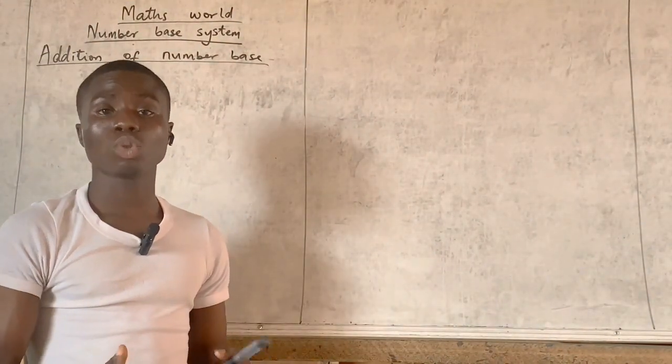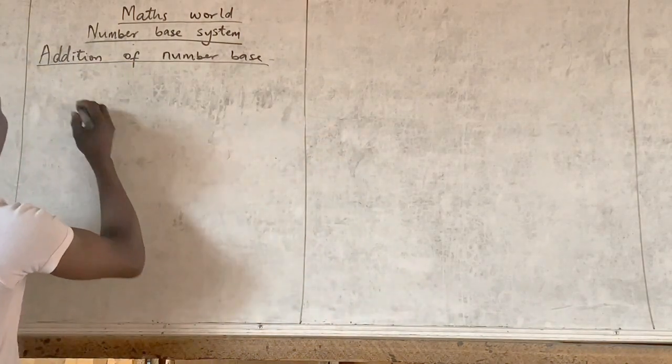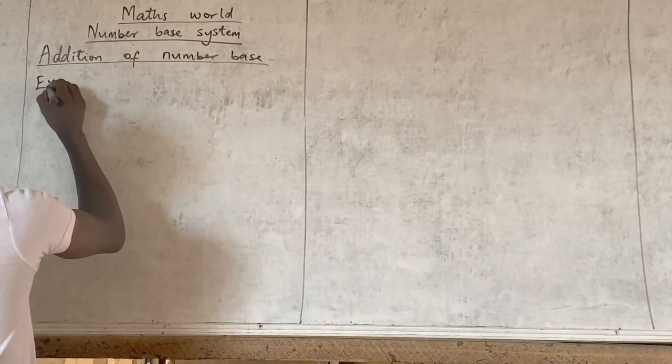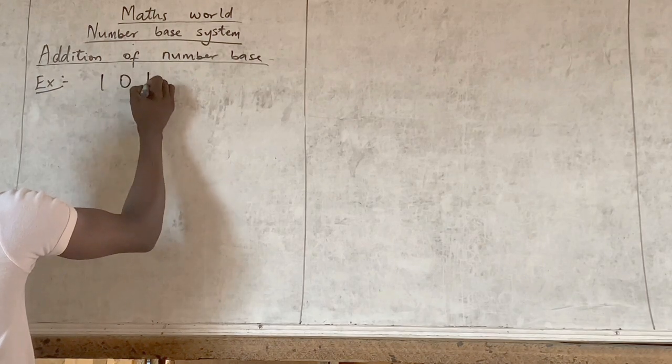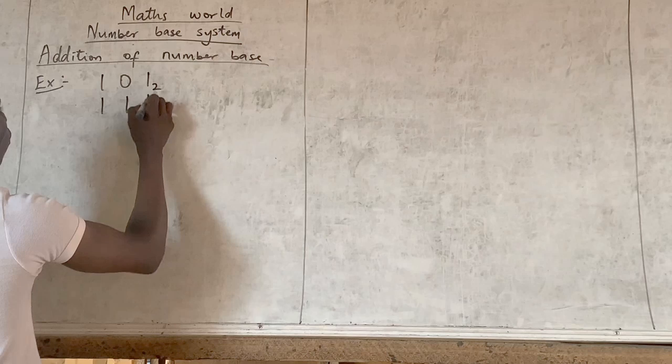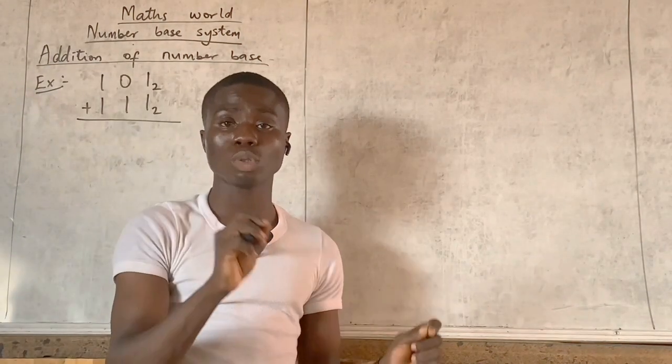We are still on number base, but we are moving to addition of number base: how we add two or more number bases together. Let's assume we have an example like 101 base 2 plus 111 base 2. If you are adding this together, but I want to drive you to something.